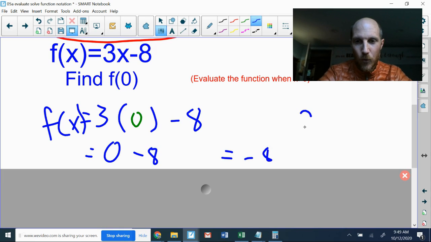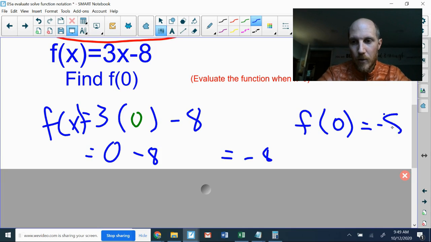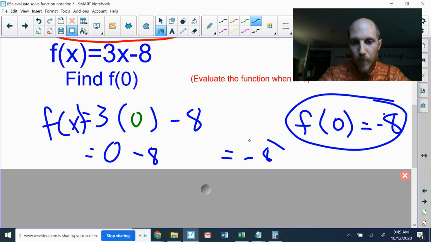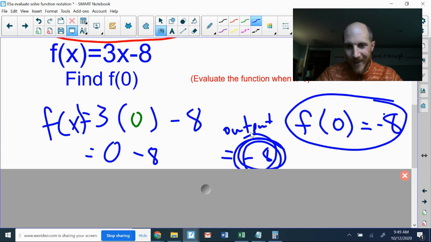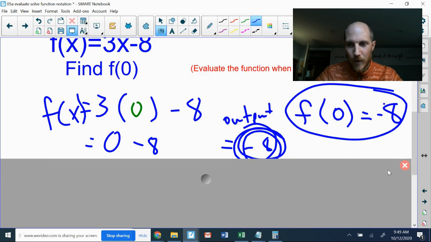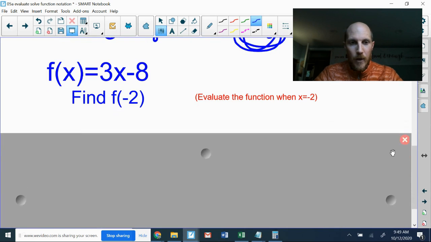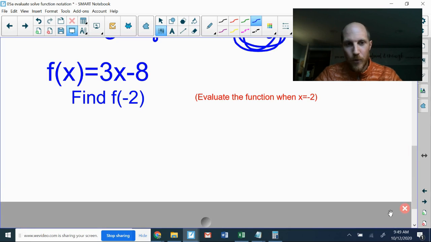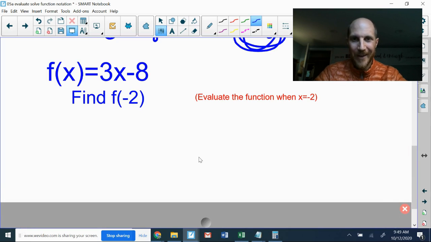So if I was going to write this whole thing, I would say f of 0 equals -8. But that -8 is the output. Then the assignment, that's what I'm going to need to put into my answer blank is just the output of -8. Okay. Last example here with this expression. What if I need to do f of -2?